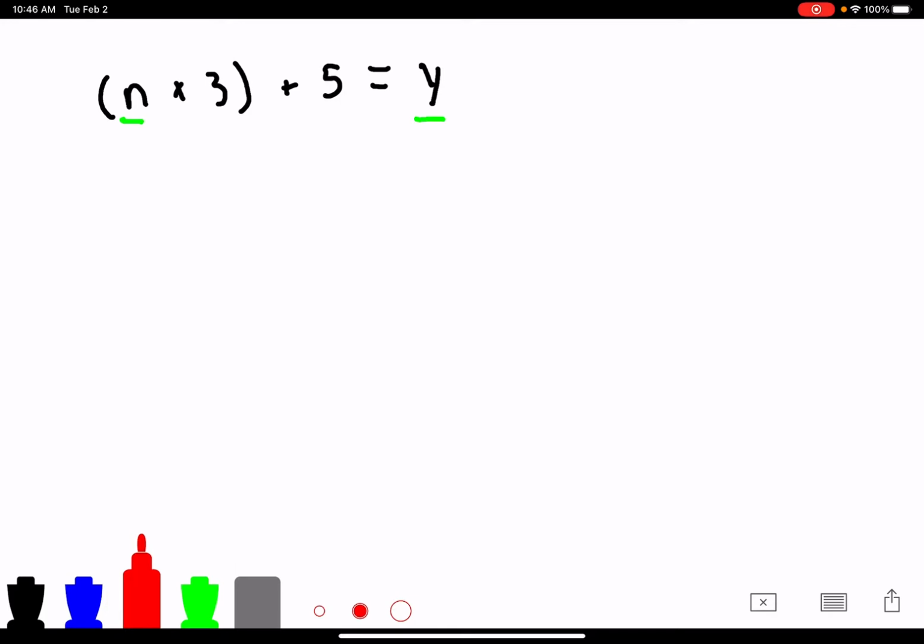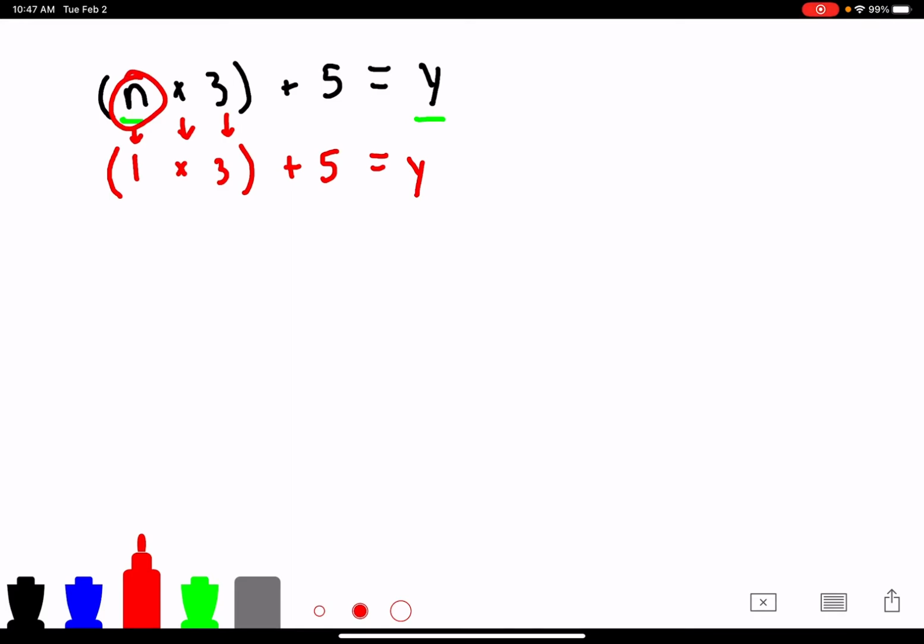When n equals 1, I'm going to replace the n with the number 1. So watch me rewrite it. Instead of n, I'm going to write a 1, okay? Everything else in this equation, I'm going to write exactly how it was. So 1 times 3, in parentheses, plus 5 equals y. See how I copied everything else the same? The only thing I changed was I replaced n with 1.